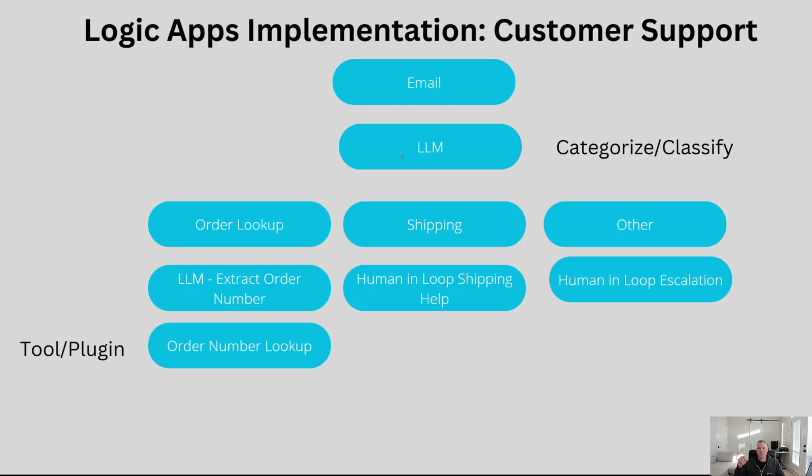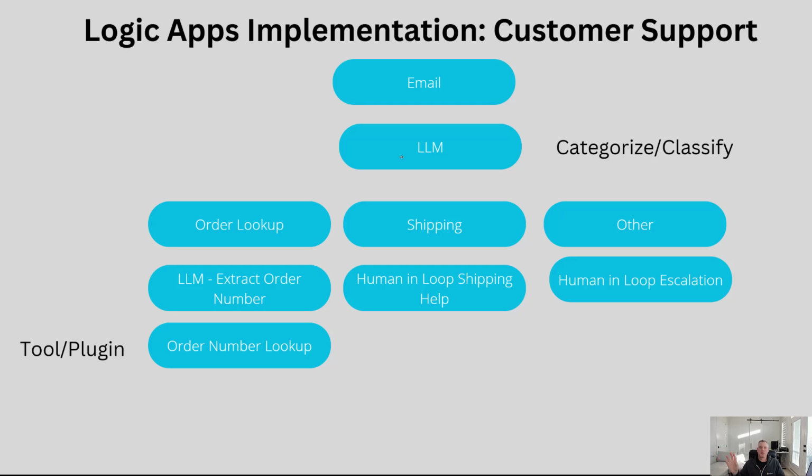And we're going to use the LLM to categorize or classify this particular input. Now, this input's the email message. And we have these three categories that we want it to be broken down into: one for order lookup, one for shipping, and the other is kind of a catch-all called other.